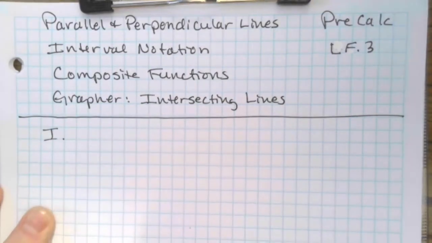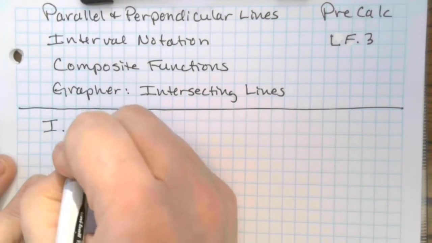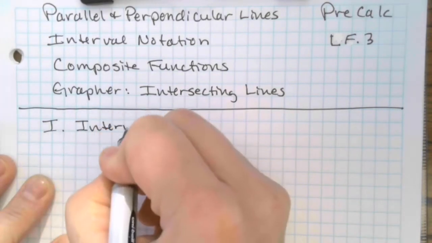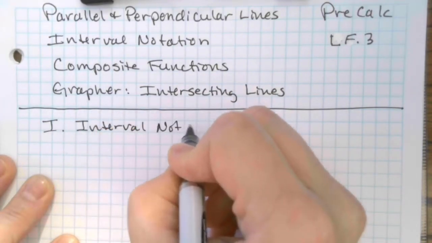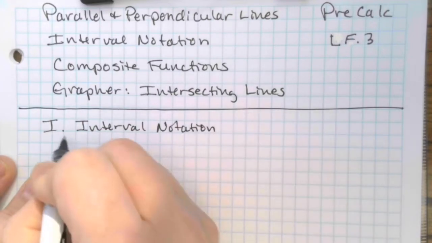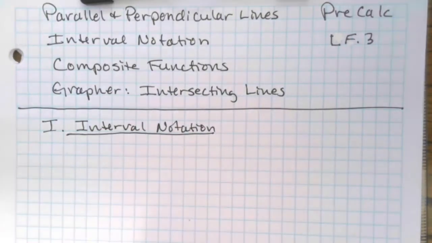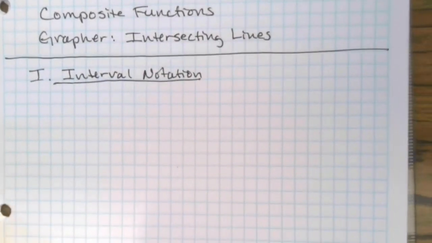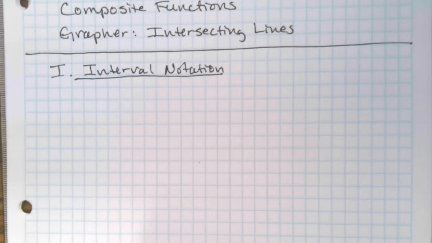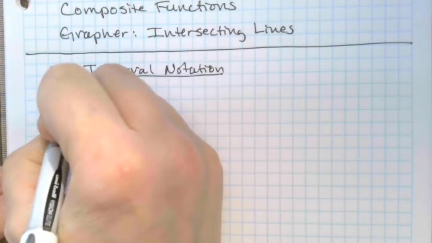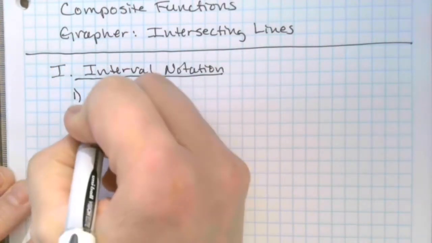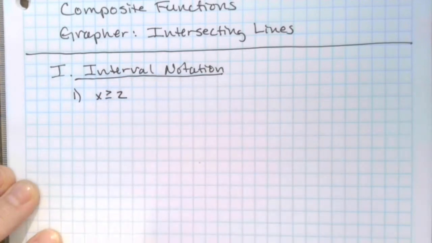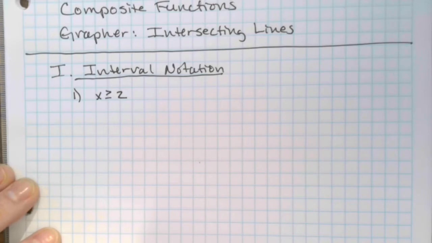Roman numeral 1. We're going to start with interval notation. Interval notation is a lot more flexible than inequality notation, and we need that flexibility in pre-calculus in order to express domains and ranges of what we're working with. So first one is, let's say x is greater than or equal to 2. That would be inequality notation.